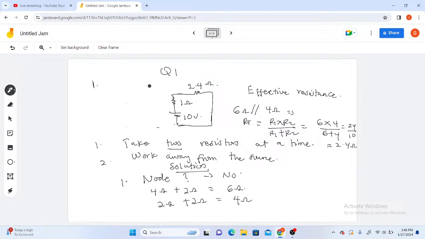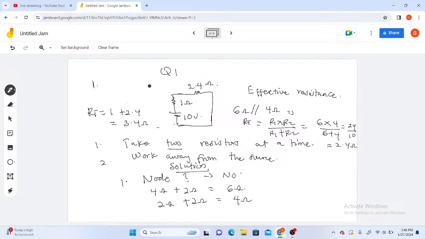So you can see that I'm close to the source, and the only 2 resistors are the 1 ohm and the 4 ohm resistor. Are they in series or parallel? Is there a node? You can see there is no node here. When the current flows, it flows freely and comes back to the source. Hence, 1 ohm is in series with 2.4 ohm. So my RT finally becomes 1 plus 2.4, which will give me 3.4 ohms.